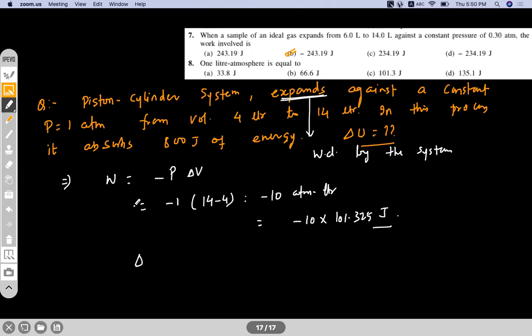Work done by the system, the relation we have, delta U is equals to delta Q plus W. Work done by the system is negative. So negative we are taking here, so positive sign here we have. So Q is 800 plus joule. So when you solve this, you'll get approximately 213.7 joule. This is the answer of internal energy.